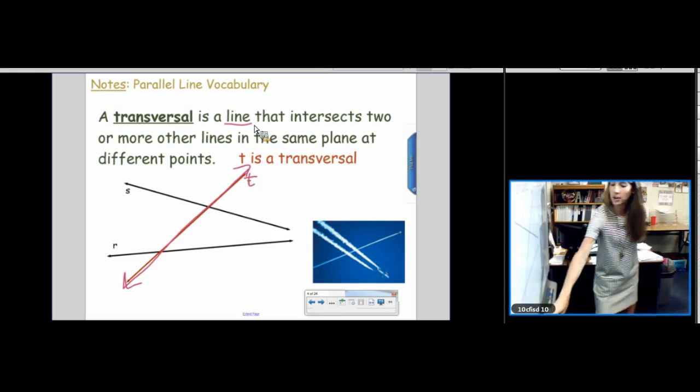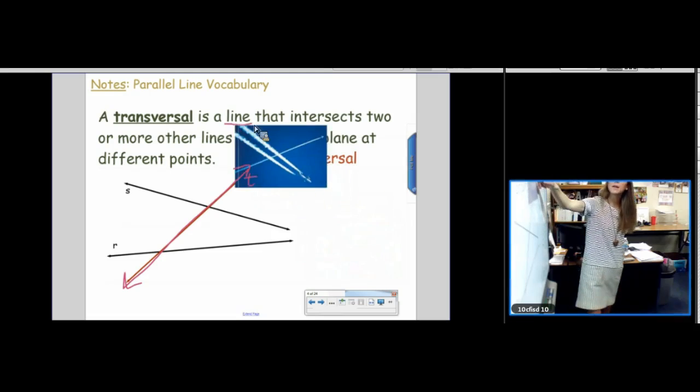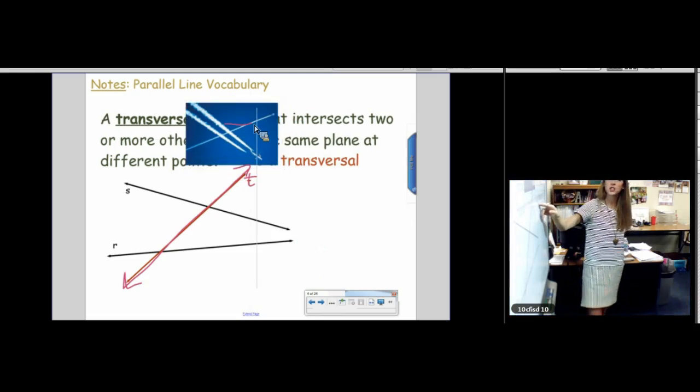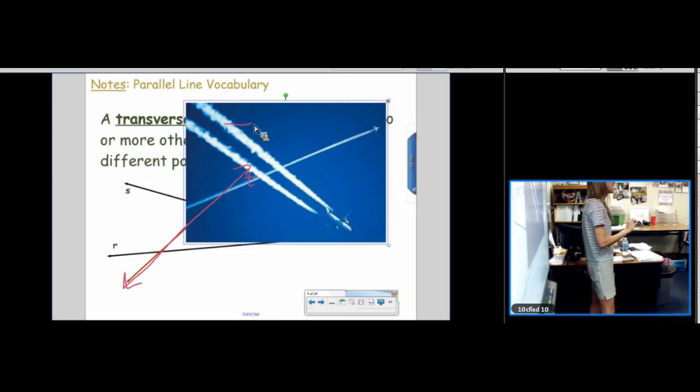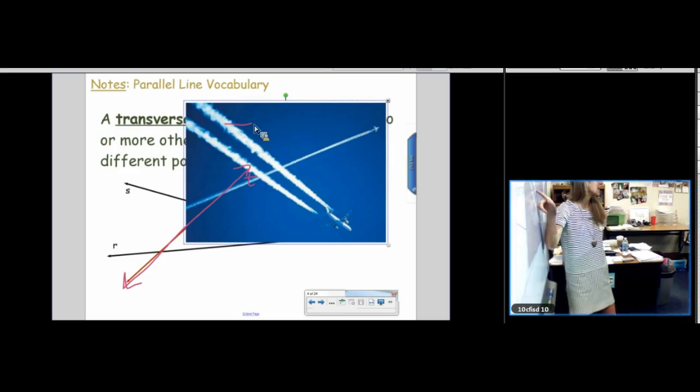Here's a real world picture of a transversal. What's that a picture of? Jet streams? Yep. Now, to be a transversal, they have to intersect. Do you think that those jet streams really intersect? No. Or do you think they're above, what is that called? Skew. Those are probably skew, but that was the best I could come up with, so pretend that they actually intersect. But if they did intersect, wouldn't that look kind of all fuzzy?